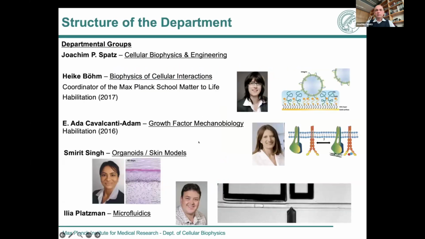To give you an idea how a Max Planck department operates, it's a department which has several independent groups. So there's my group. Then we have Heike Böhm, who is working on biophysics of cellular interactions. Ada was a group member. She is now a professor at Bayreuth University here in Germany, and works on growth factor mechanobiology. Smriti worked on organoids and is now with a company, and Ilya, he's still here. He's our expert in microfluidics, and I will also talk about work which we do together with him.